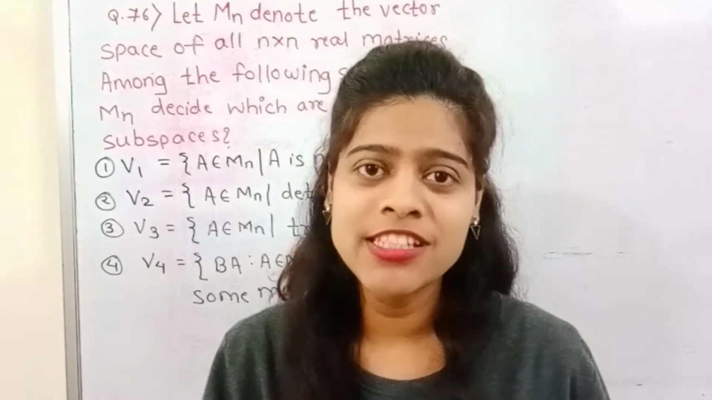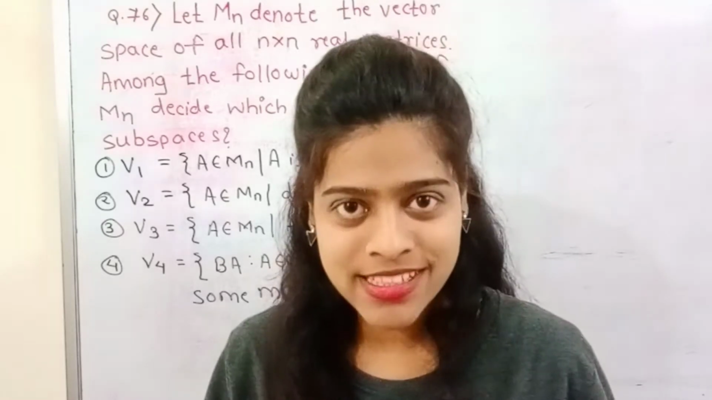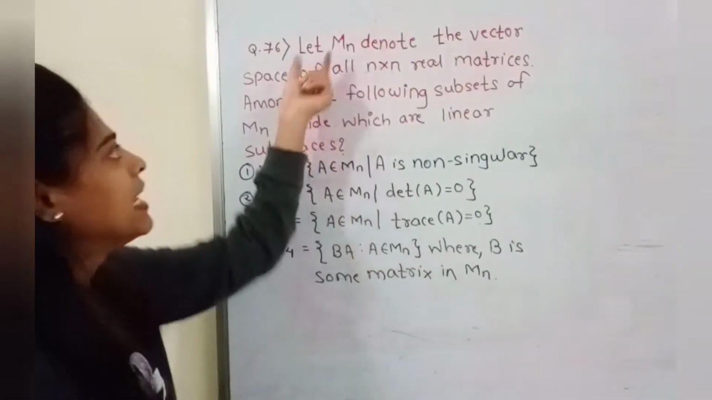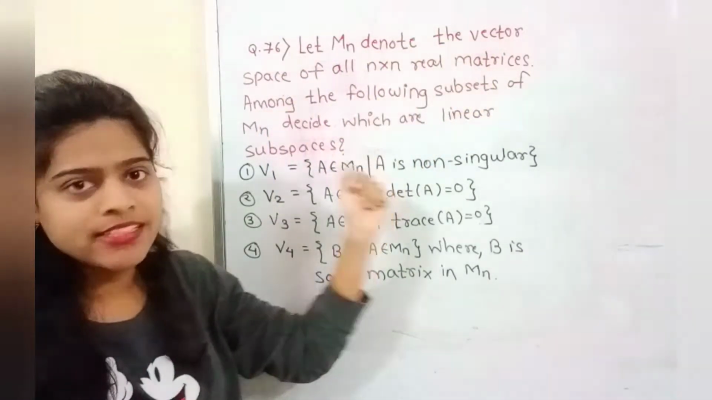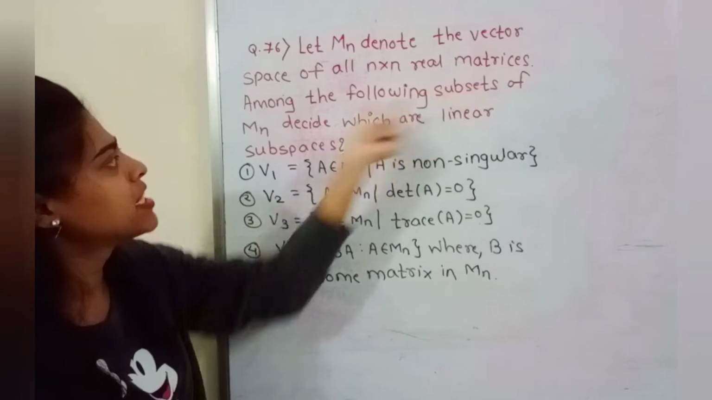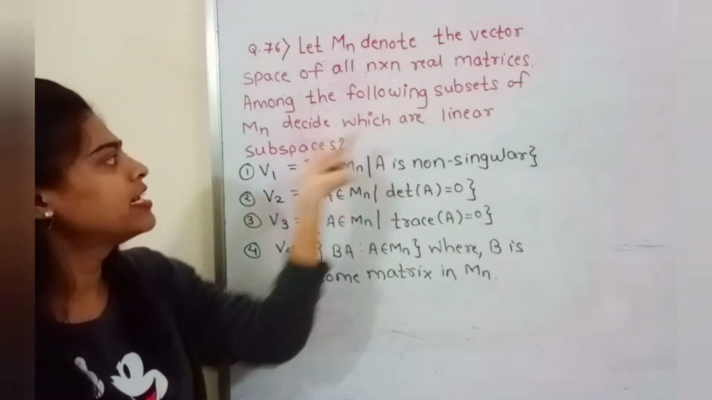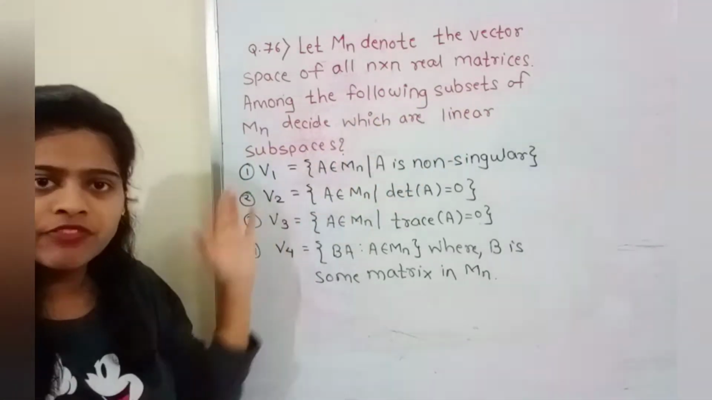So today's question is from CSIR NET December 2016. So let us start. Let Mn denote the vector space of all n cross n real matrices. Among the following subsets of Mn, decide which are linear subspaces? Then we have four options.